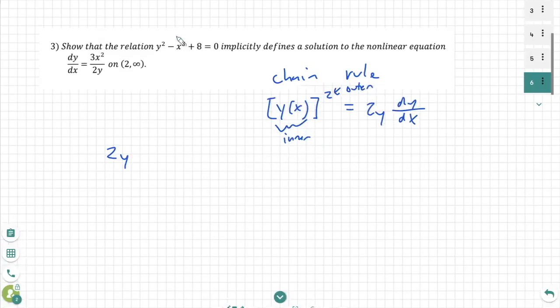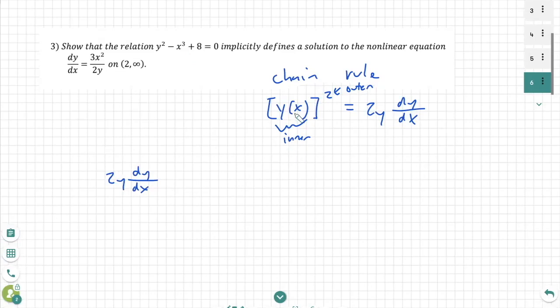We're assuming that we could rewrite this as y equals, so that's why we treat y as a function. But we don't have to do that if we just use implicit differentiation. Okay, so we know the first term derivative of y squared is going to be 2y dy dx. What's the derivative of the rest of the equation? Yeah, we're going term by term, right?